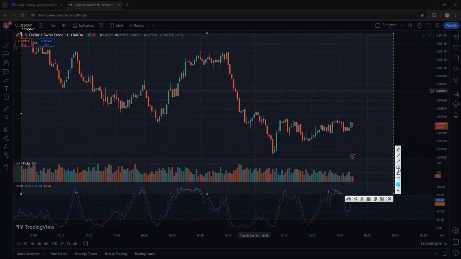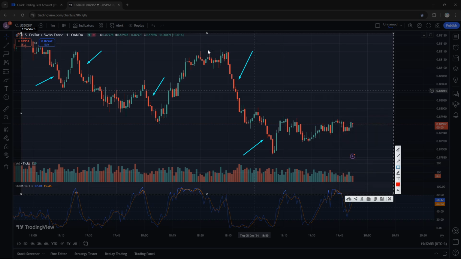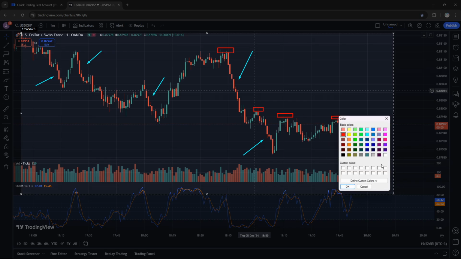Let's take a look at the price movement. We can see strong bearish impulses highlighted by the blue arrows. After each drop, the price tried to correct upward, but the rebounds were weak. This signals that sellers are in control while buyers are losing momentum. Now, let's examine the resistance zones. The red rectangles show areas where the price tried to push higher but faced strong rejection from sellers. These levels act as barriers that the price hasn't been able to break through.